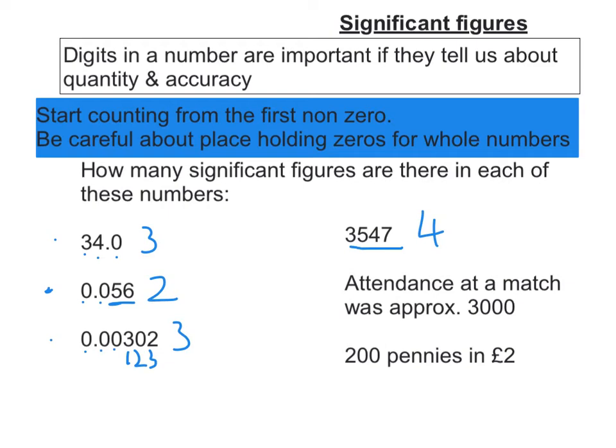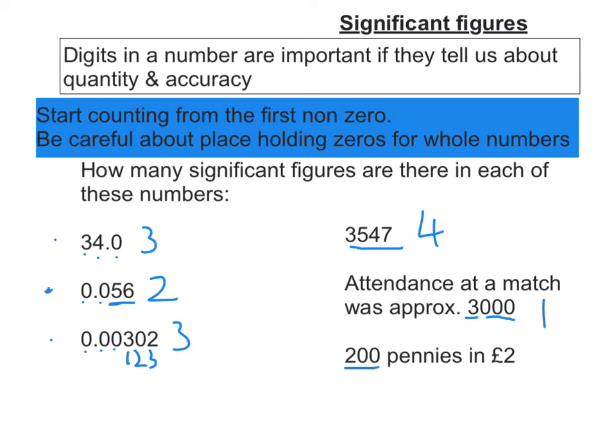this number. So attendance at our match was approximately 3,000. Well, it's approximately 3,000. Normally, when you're going to give an attendance like that, you probably just round it to the nearest 1,000. So the 3 is important, but these are just placeholding. That's to make sure that it is 3,000, not 30 or 300. Okay, so this has one significant figure.